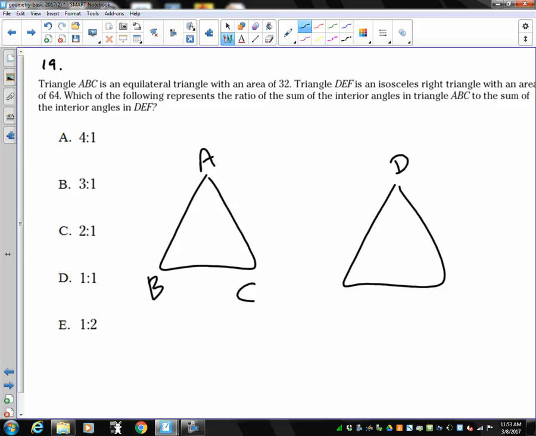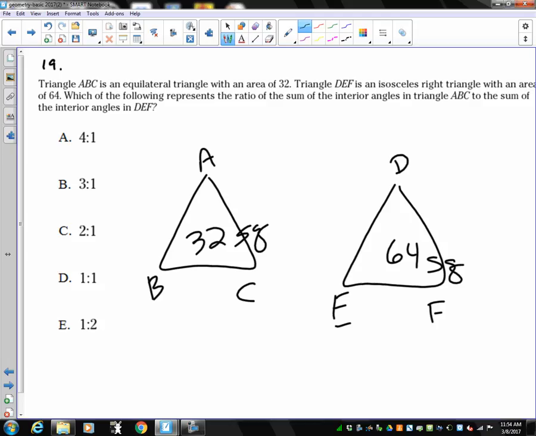It told me about the areas. So this one had an area of 32. This one had an area of 64. So I'm going to say square, whatever. Okay, this area. Now, it says, what is the ratio of the sum of the interior angles? So, hey, guess what? Area has nothing to do with angles here.